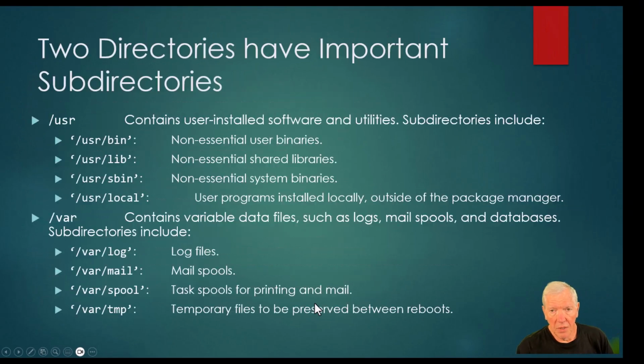Now, two of these folders have some subdirectories that you need to be aware of. The usr folder has four specific directories that you should be aware of: usr/bin, usr/lib, usr/sbin, and usr/local.